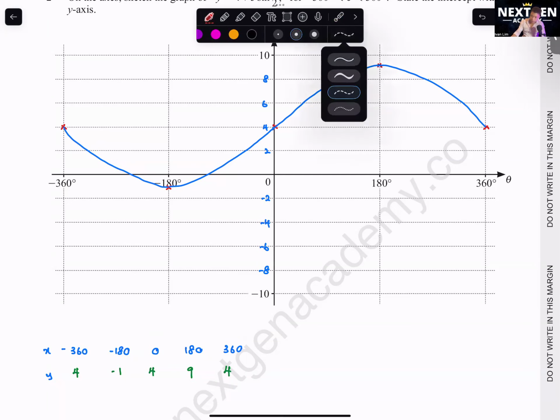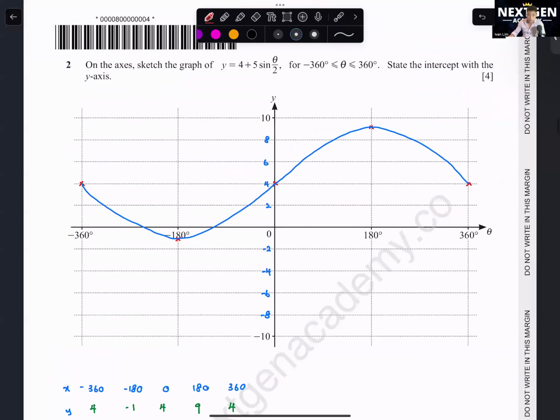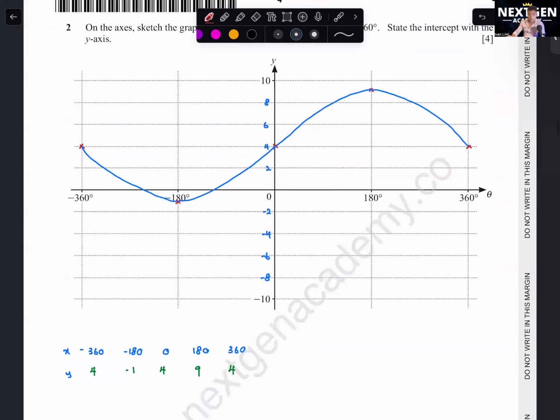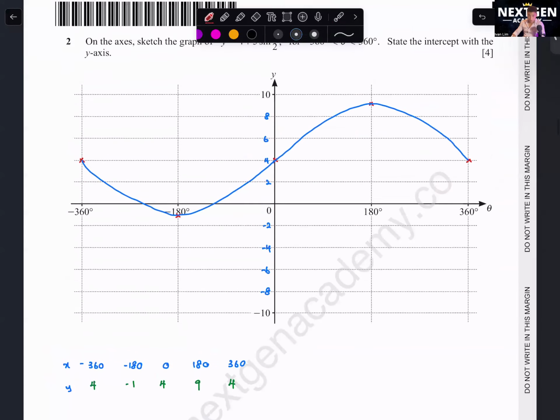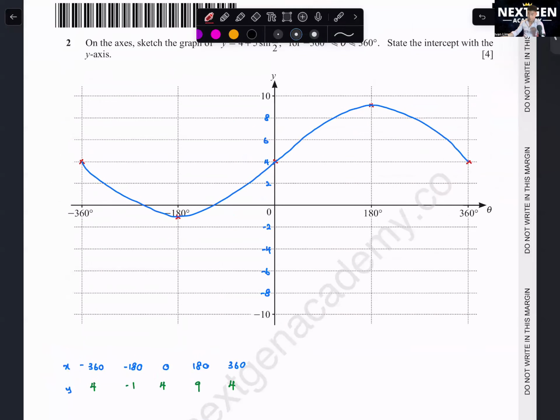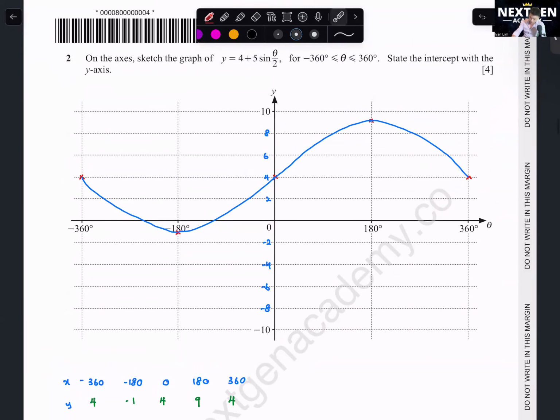This is something that I've been highlighting in this series of papers, that we need to know our special angles. What are our special angles? Which is 30, 45, 60. And you need to know all the values of the original one also. So let's see what the values are over here first. I just want to focus on this value here, sine theta over 2. Let's create this table.